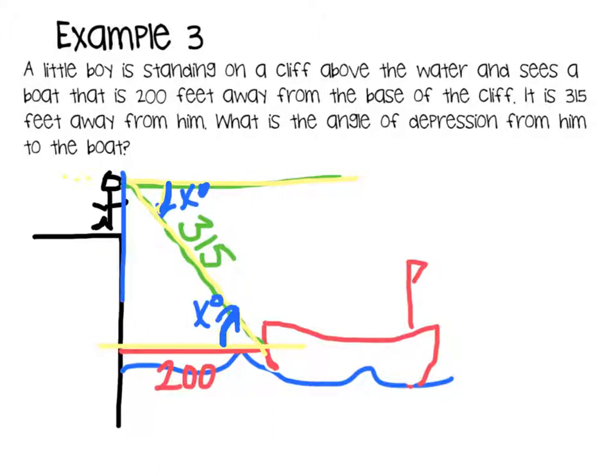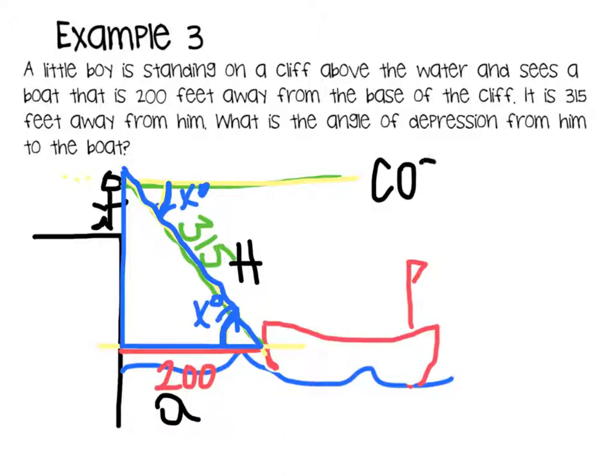So our right triangle is the blue that I'm about to draw. So we want to know what the angle is. Based on what we have, let's label our side lengths. The 315 feet is our hypotenuse. The 200 feet is our adjacent. So we're using cosine. But we're looking for an angle. So remember, if we're looking for an angle, we can go straight to our inverse. So the inverse of cosine of 200 divided by 315.